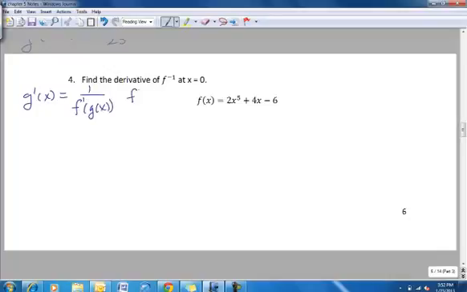You can check this out on your own if you want. It's true if the inverse of f is equal to g. So we're supposed to find the inverse when x is 0. So that would be g prime of 0 equals 1 over f prime of g of 0. And so we are asked to find the output is 0.